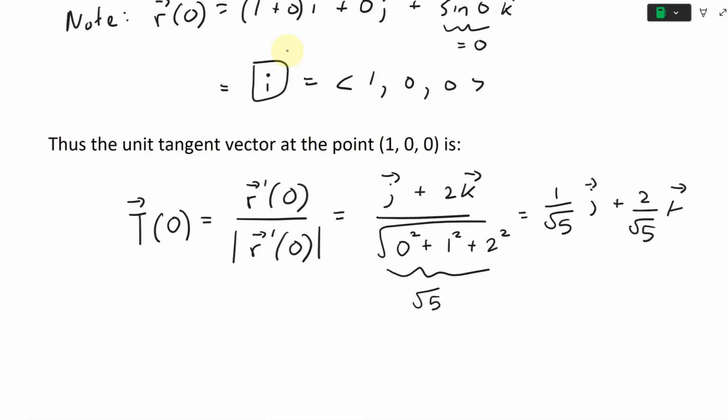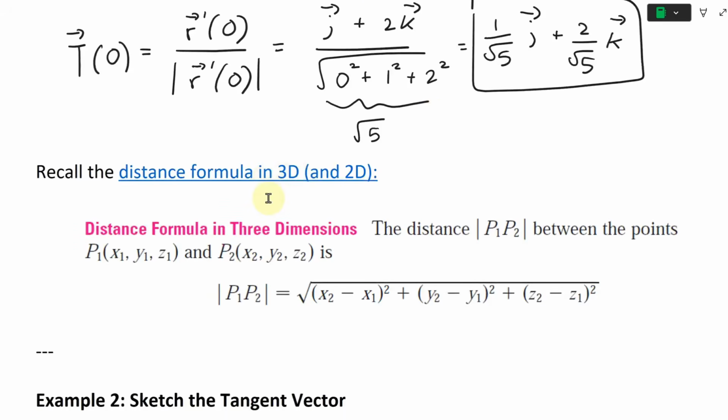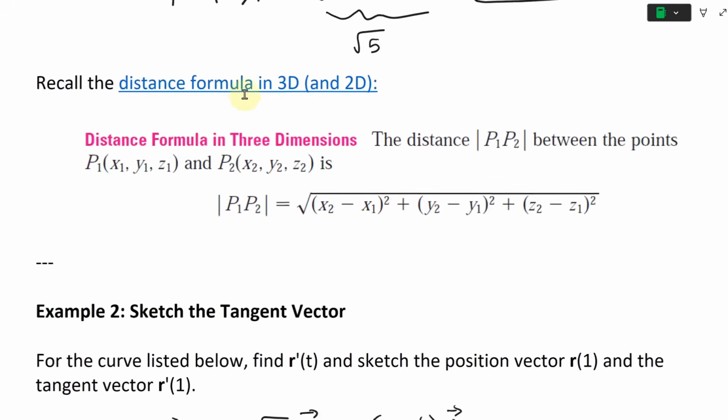So there it is. Here I just moved it over and let's just box this in. So there is our answer. All right, and now recall the distance formula that I used over here. Recall the distance formula in 3D, and in 2D, just make the z component 0. The distance formula is linked to my earlier video.